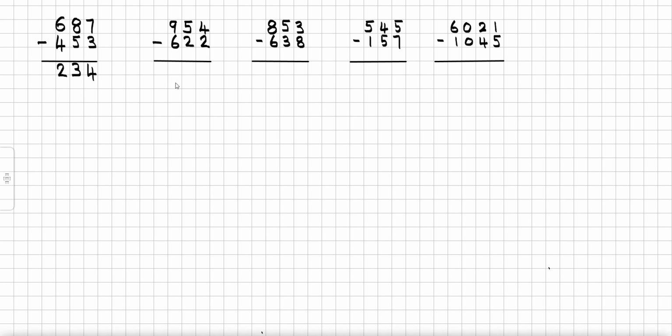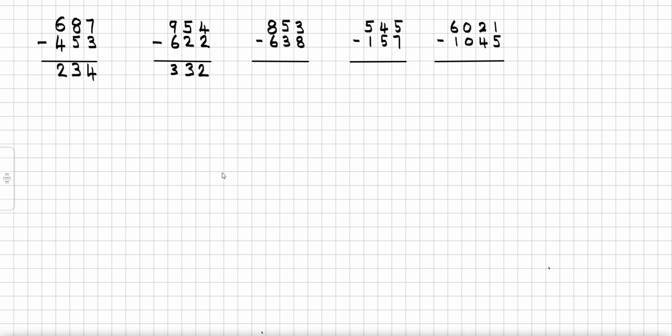Okay, moving on to the second, and again this is very straightforward. 954 minus 622. 4 minus 2 is 2. 5 minus 2 is 3. And 9 minus 6 is also 3. So the answer would be 332.